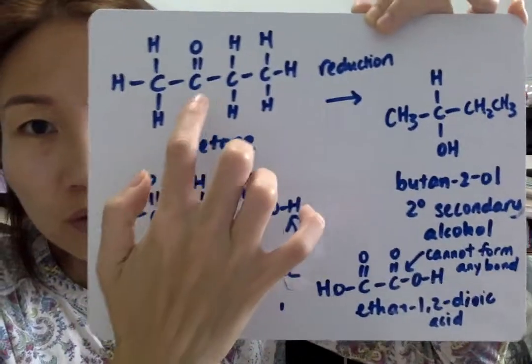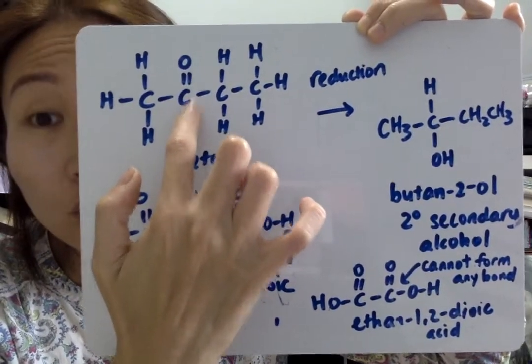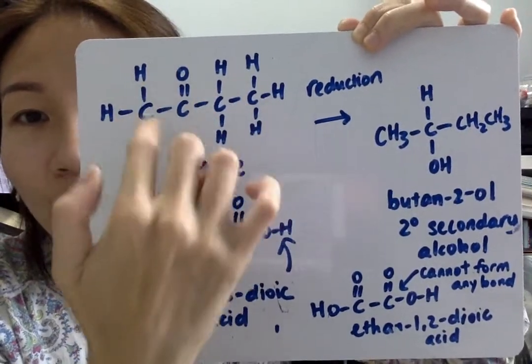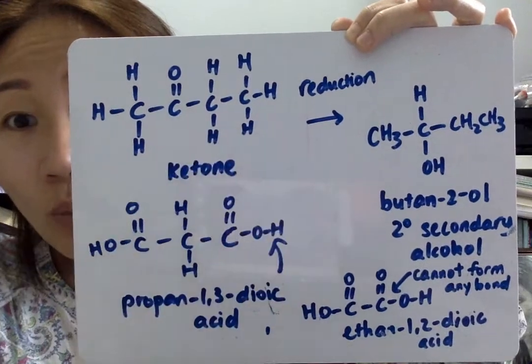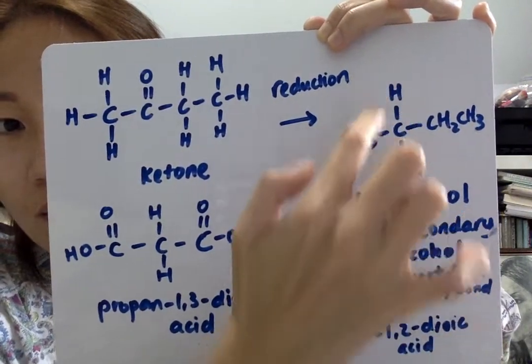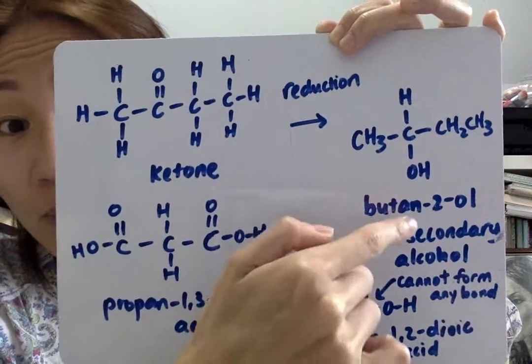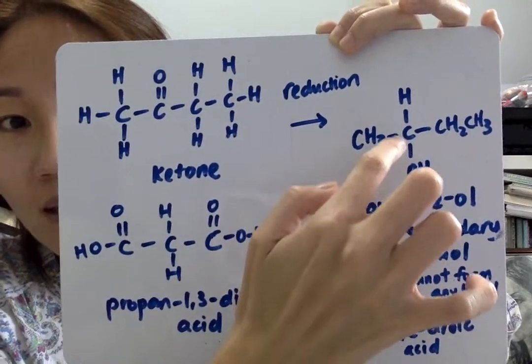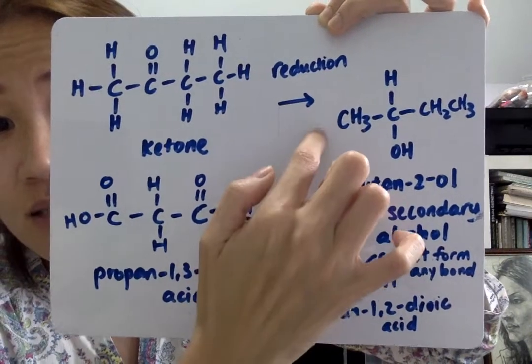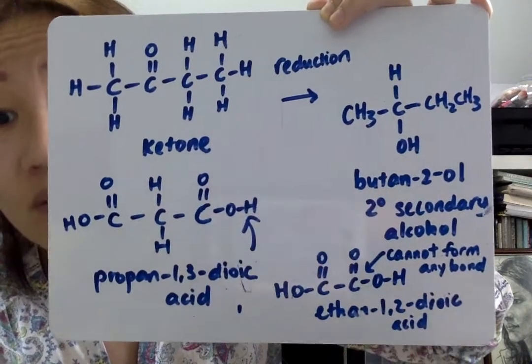First, you have to note the position of the C double bond O. Replace this C double bond O with single bonds and put H and OH. You can reverse the positions of H and OH such that this carbon has 4 single bonds, and check again if this structure is a secondary alcohol.